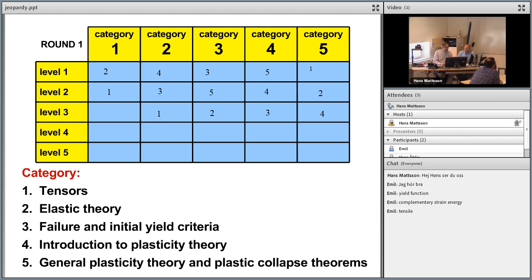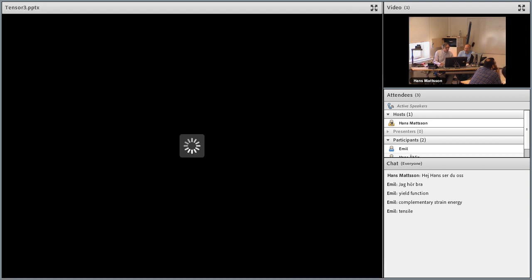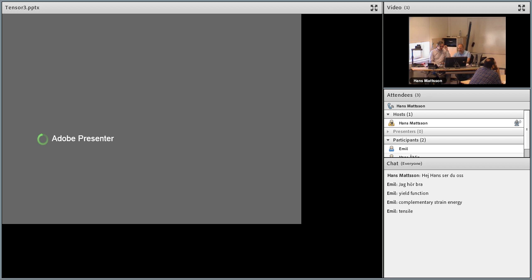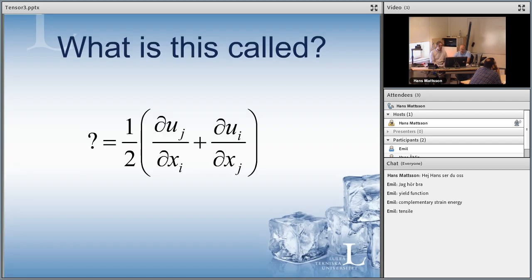Category 1, level 3 for group number 5. Okay. Here comes the question. What is this called?